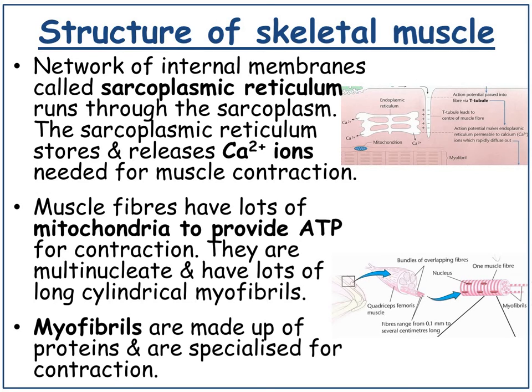So there is a network of internal membranes called the sarcoplasmic reticulum, which runs through the sarcoplasm. And the sarcoplasmic reticulum contains the calcium ions which are needed for muscle contraction. So muscle fibres have lots of mitochondria to provide ATP for contraction. So you can see a mitochondria there.